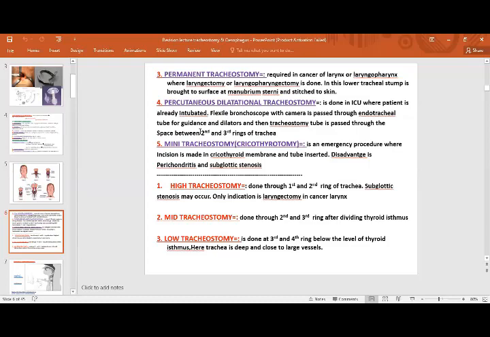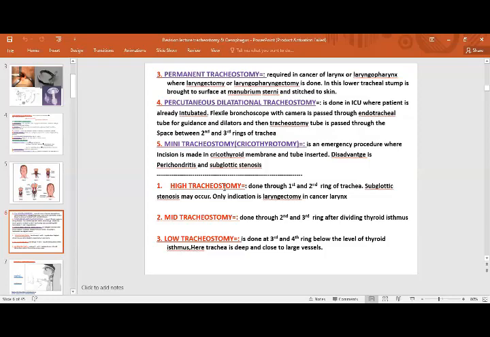So what is a knee tracheostomy? Knee tracheostomy is an emergency procedure where an incision is made in the cricothyroid membrane and a tube is inserted. We need to convert it into a normal tracheostomy, because if this stays for a long time, then again the important complications of tracheostomy are perichondritis and subglottic stenosis.